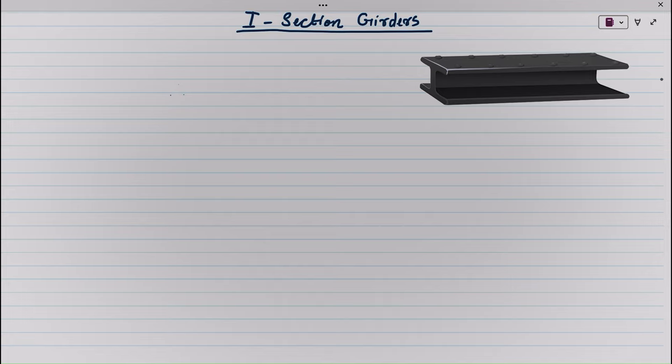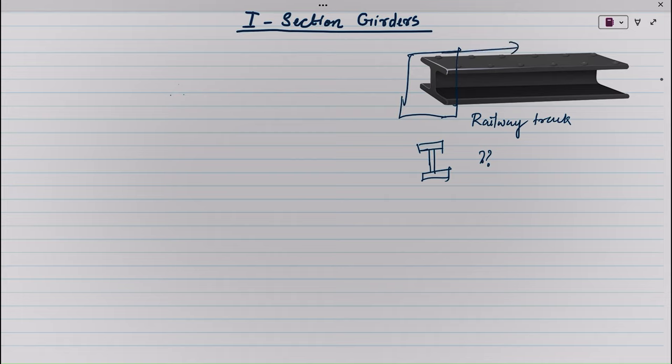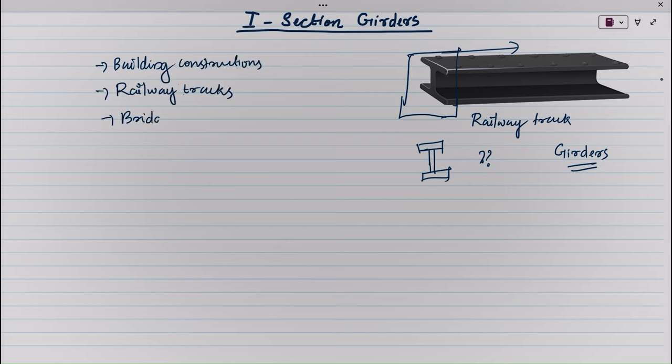Next, we are going to study the I section girders. In the figure, we are seeing a railway track having a cross-sectional shape. It is in the shape of the letter I. Can you say what is the reason for I section girders? This type of construction material is called girders. These are mainly used for building constructions, railway tracks, and constructing bridges. In these areas, we can see the I section girders.